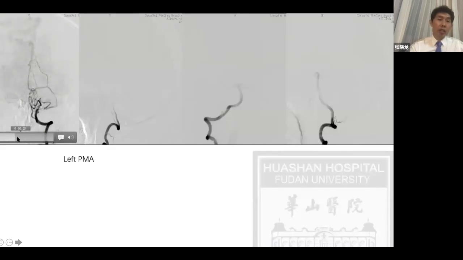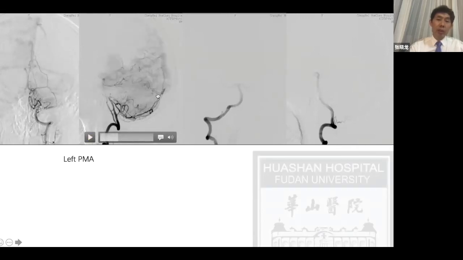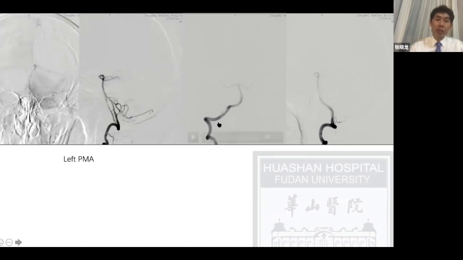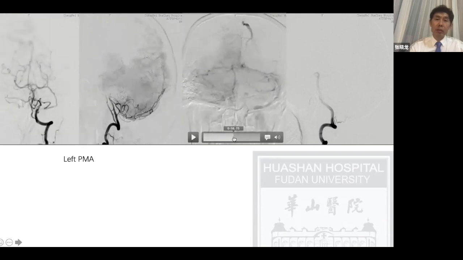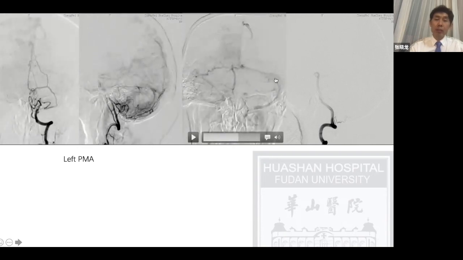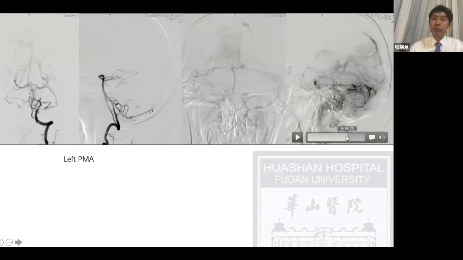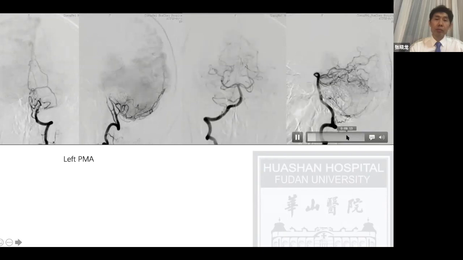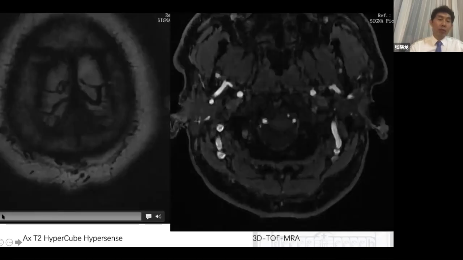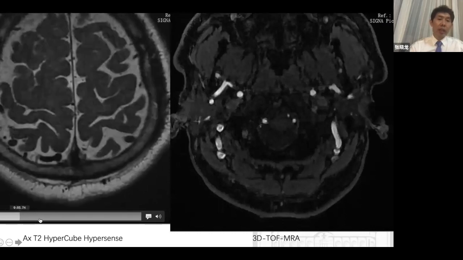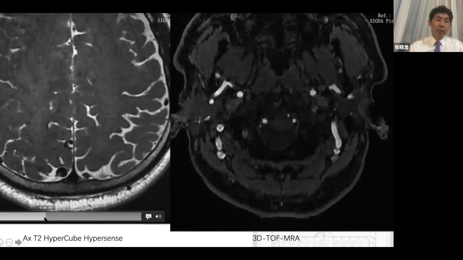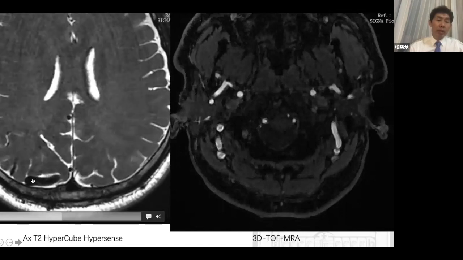The posterior circulation angiography has shown the posterior meningeal artery still feeds the fistula here. And the bilateral lateral sinus was not good at the angiography. And from the high resolution MRI, maybe we can find some abnormality. And here is the branch vein.